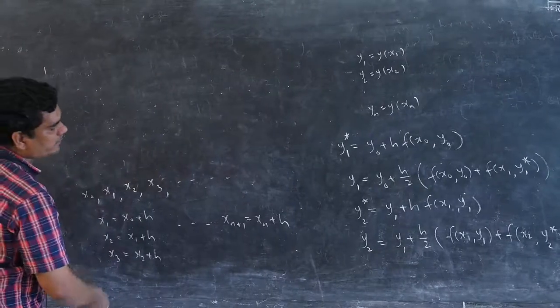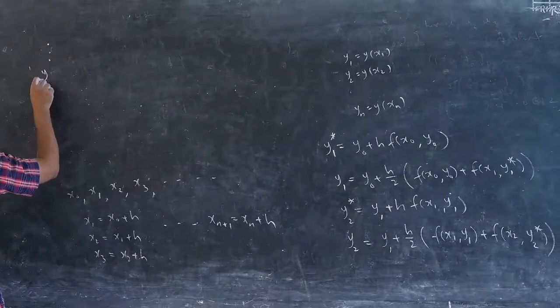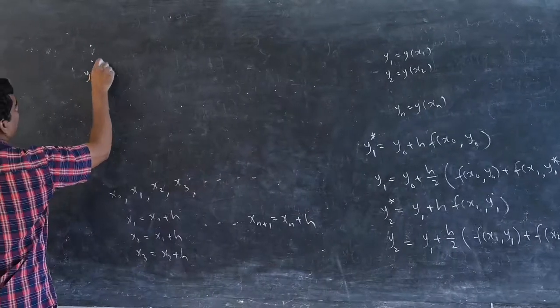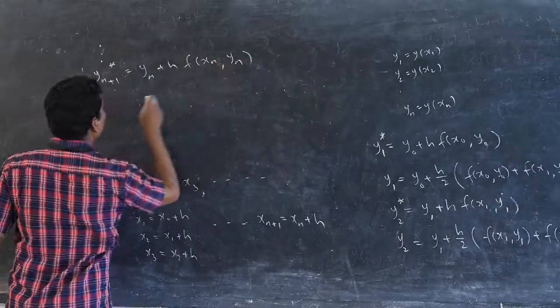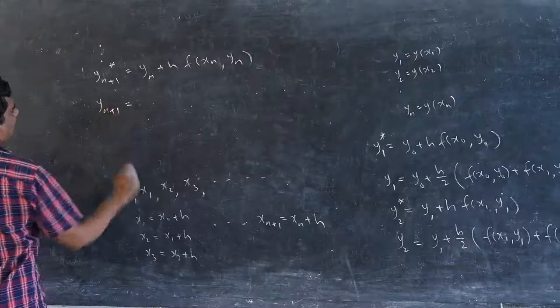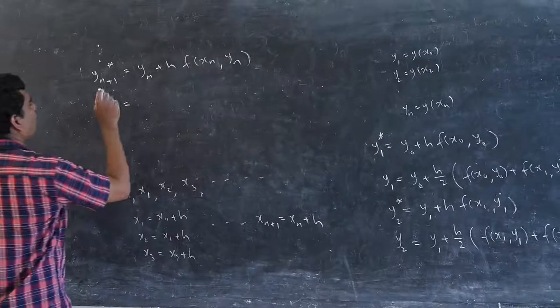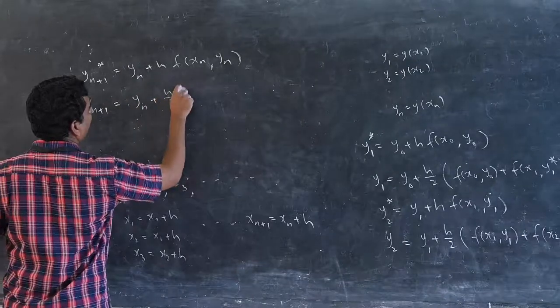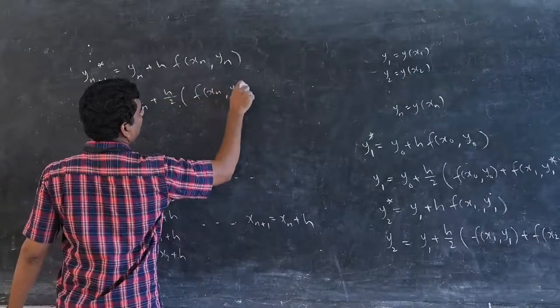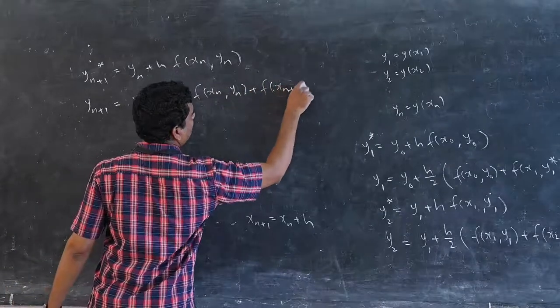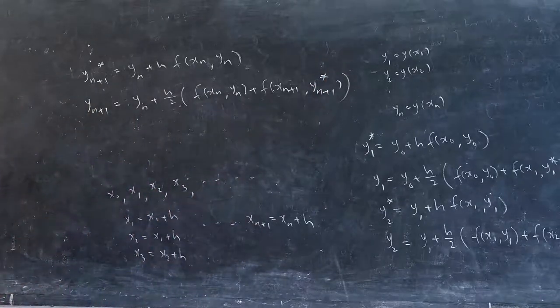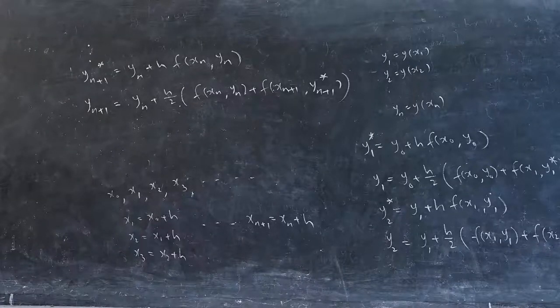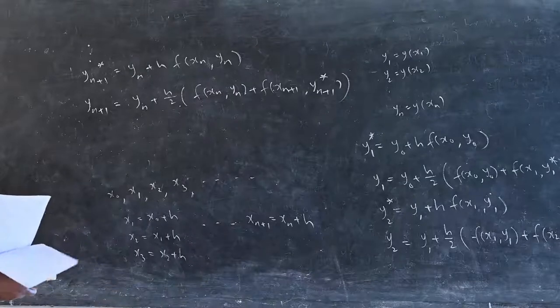So proceeding similarly, yn plus 1 star is equal to yn plus h into f of xn yn. The value of y at xn plus 1 is equal to yn plus h by 2 into f of xn yn plus f of xn plus 1 yn plus 1 star. So this is the improved or modified Euler method.